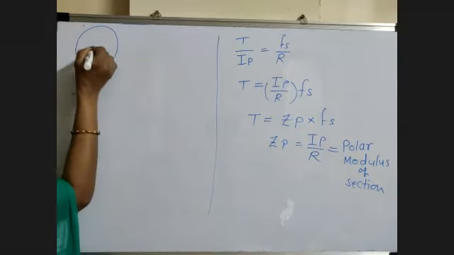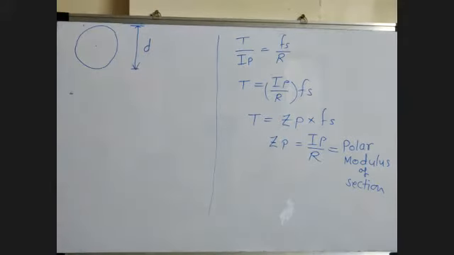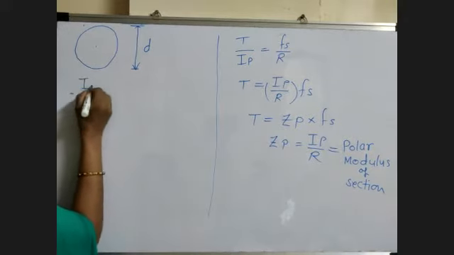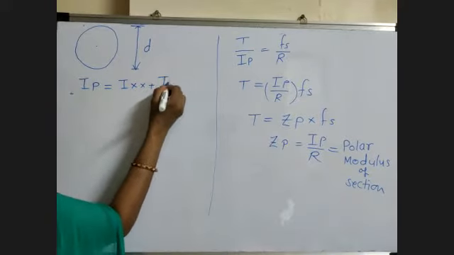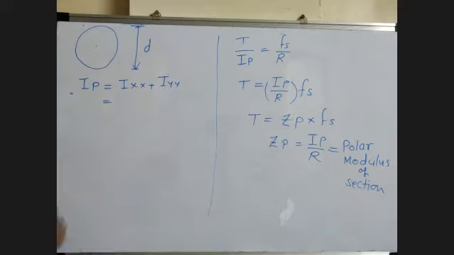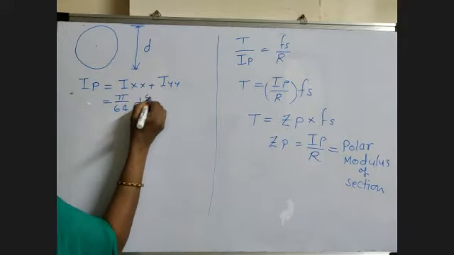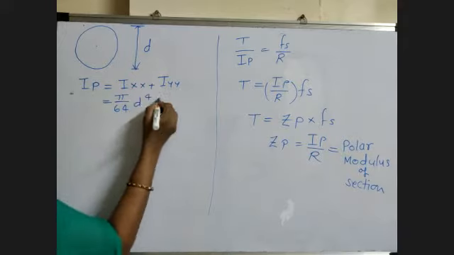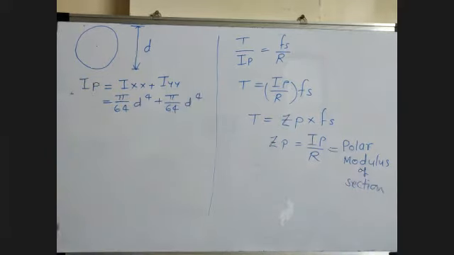First we consider the solid shaft, whose diameter is D. Now we calculate Ip for this solid shaft. What is the formula for Ip? Ixx plus Iyy. Ixx and Iyy are both the same for a circular section, and the formula is pi by 64 d raised to 4. Iyy also remains the same, pi by 64 d raised to 4.